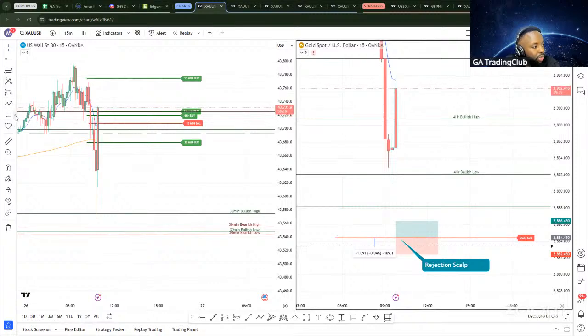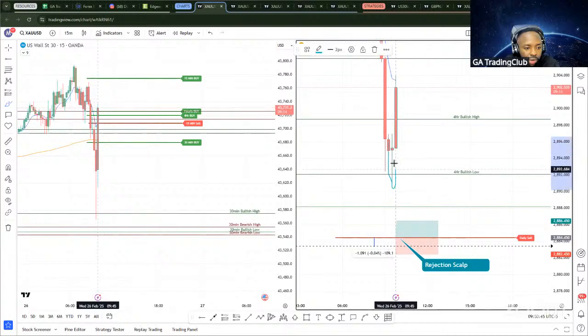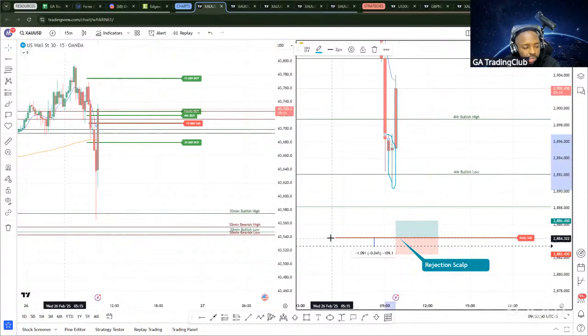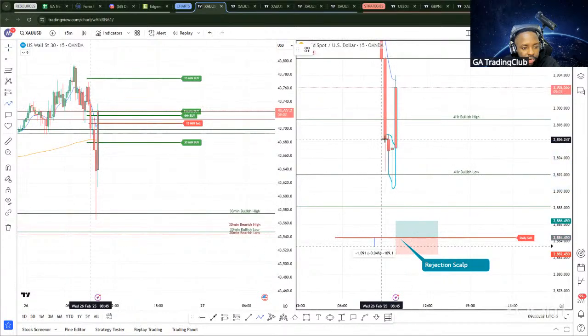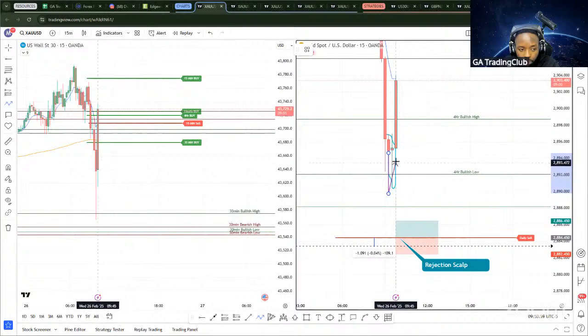I don't know if they're called dojis. I haven't looked at candle patterns in forever, but if you look at this candle right here, you ask yourself what caused it. You check, and you see this candle came down here, rejected off of this 4-hour bullish low order block, went back up and closed as that. I think it's either a doji or a hammer candle, because you can have a bearish hammer and also a bullish hammer candle.